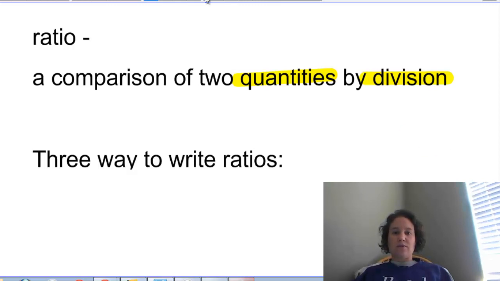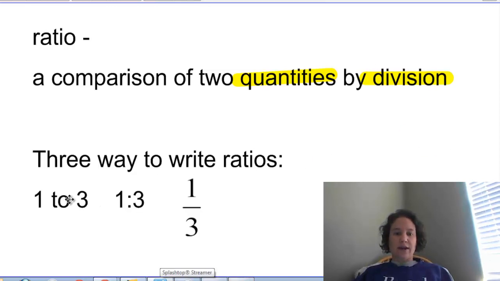There are three ways to write ratios. We can write them where we're comparing two quantities using the word "to": 1 to 3. We can use a colon, 1:3. Or we can write what looks like a fraction, and we'll still read that as 1 to 3. So we read all of these the same way, 1 to 3, but they look different. So those are the three different ways to write ratios.